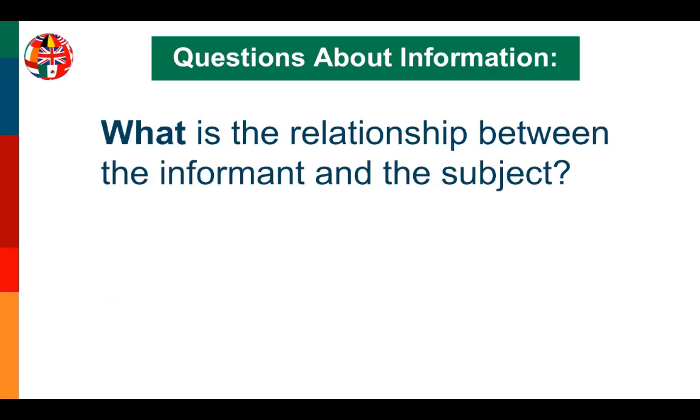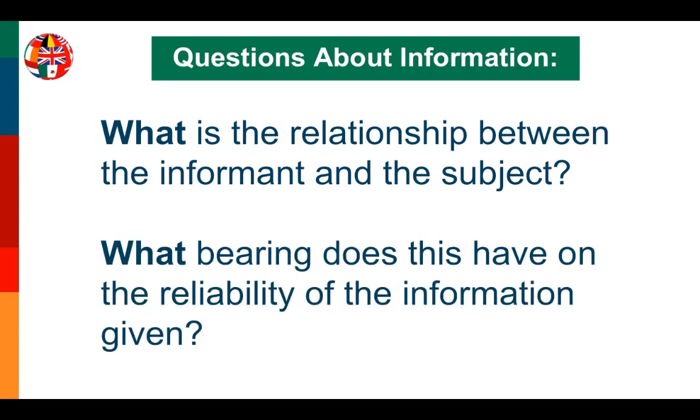What is the relationship between the informant and the subject? And what bearing does this have on the reliability of the information given? If an informant on the death certificate is distantly related to the subject versus a close relative, this would have a strong bearing on the reliability of the information.